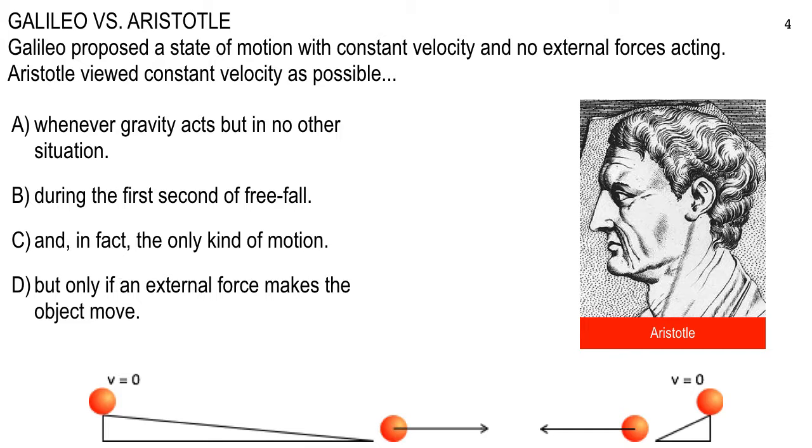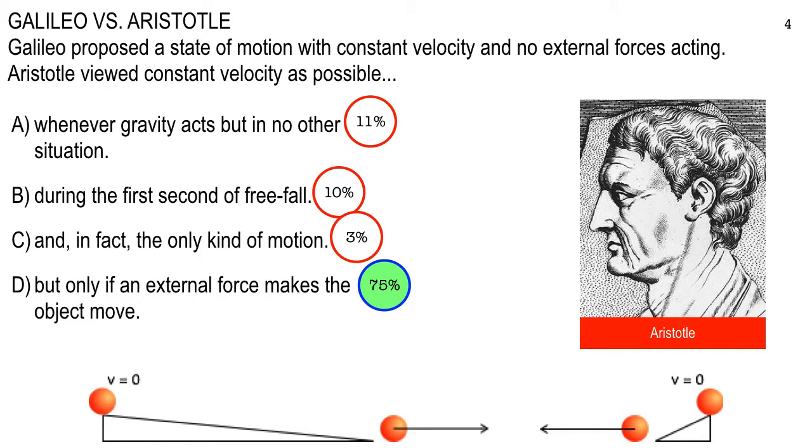During the first second of free fall, that's option B. Option C, and in fact, it's the only kind of motion, that's option C. And option D, Aristotle viewed constant velocity as possible, but only if an external force makes the object move. That's the correct answer.